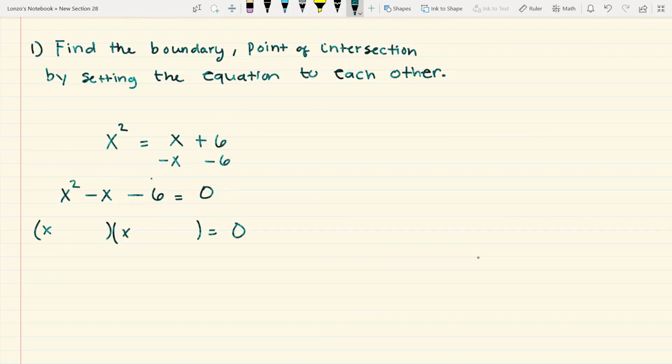So what two numbers multiply to -6 and add to give you -1? That would be 3 and 2, and that would be -3 and +2. When you solve for it, you get x equals 3 and x equals -2. So now you know your boundaries. Our lower limit is -2 and our upper boundary is 3.